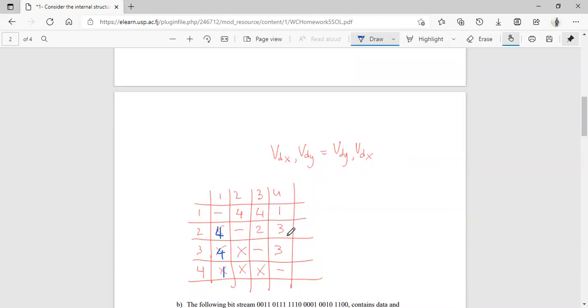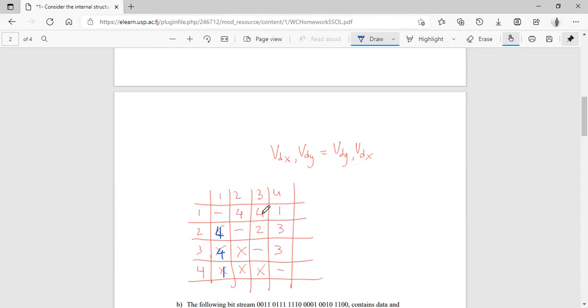D2 with D4 is 3. D3 with D4 is 3 again. And remember, the distance between a data set and itself is undefined, right? So the distance between D1 with D1 is dash. D2 with D2 is again dash, it's undefined. D3 with D3 is again undefined. D4 with D4 is again undefined or null, right?